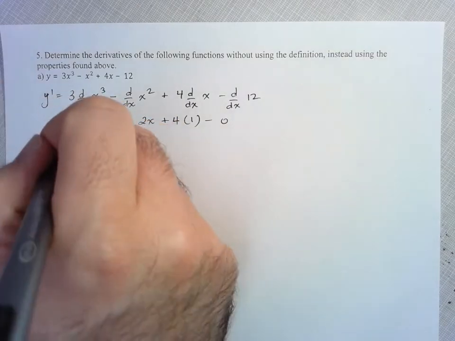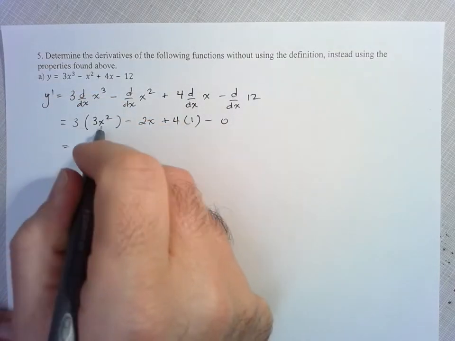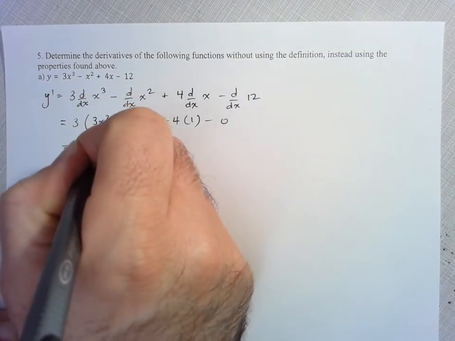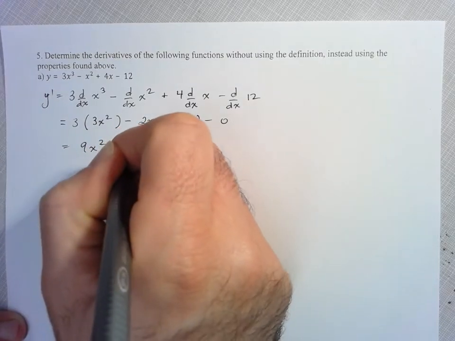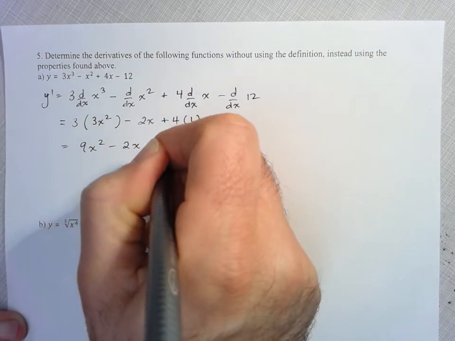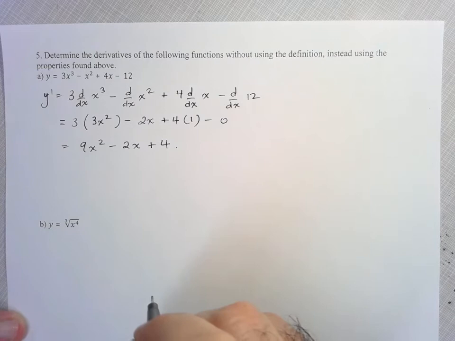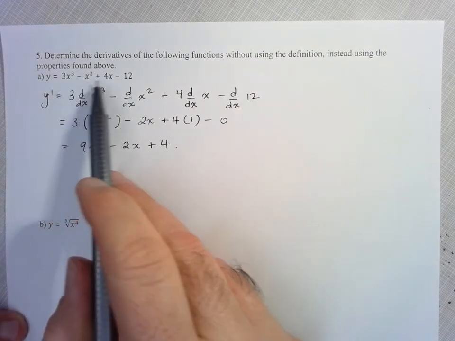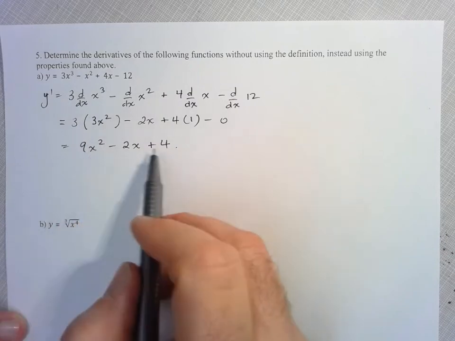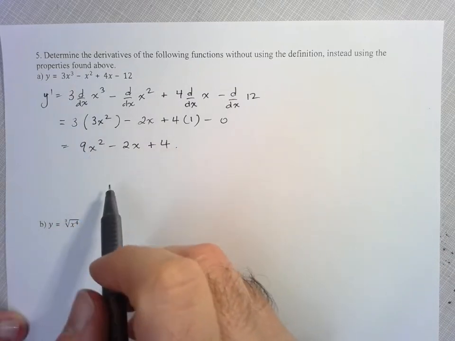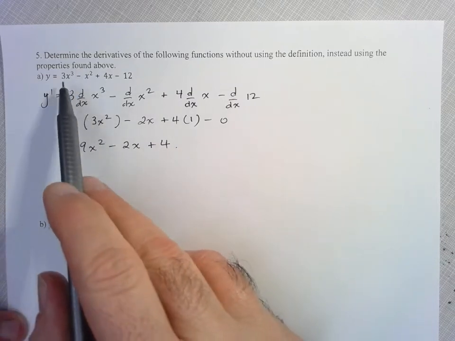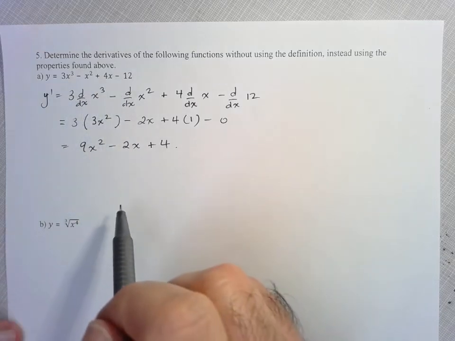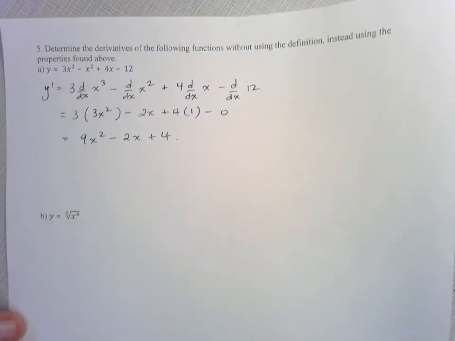Now we can simplify. 3 times 3x squared is 9x squared, minus 2x, plus 4, and there's our function. Not surprisingly, I hope you notice that this cubic has become a quadratic. That shouldn't be surprising since all the powers we expect to go down by 1. Perfect. Let's move on to the next one.